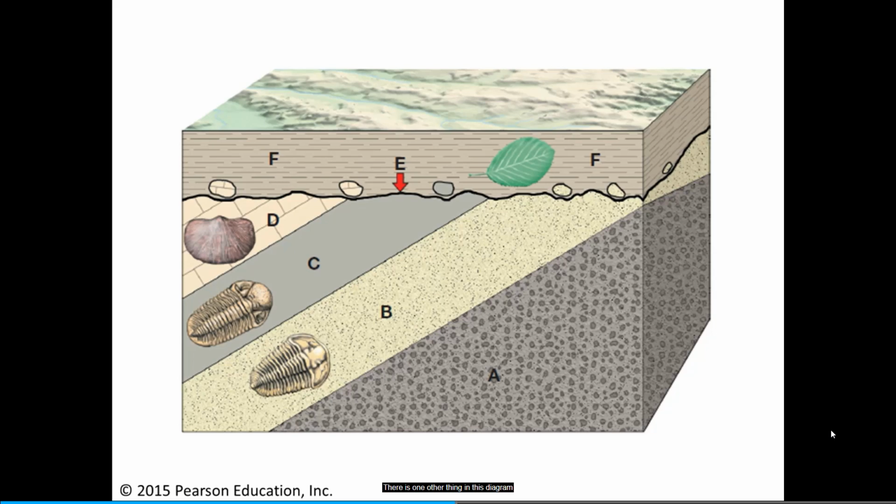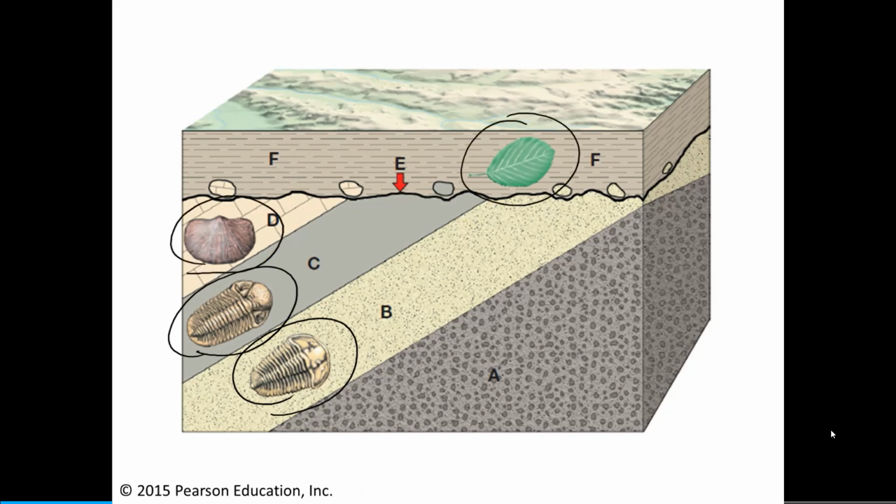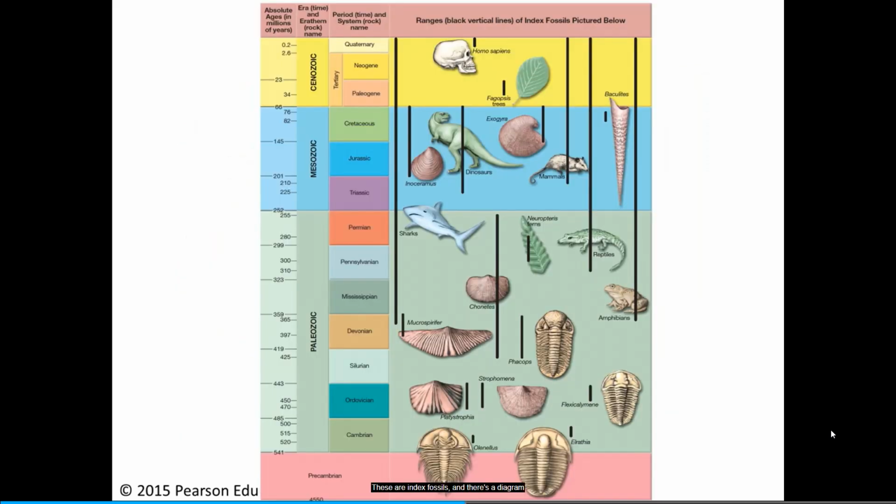There is one other thing in this diagram that we should probably talk about, and that is the fossil content here. You can see that there are diagrams of key fossils in certain layers, and we can use that information to figure out when those layers were deposited. These are index fossils, and there's a diagram in your lab manual that shows the geologic range zones for these different organisms. So what you're looking at here is not necessarily the picture of the organism, but the little black lines that are next to these organisms. Those show the range zone, and that basically means that that's when that organism was alive.